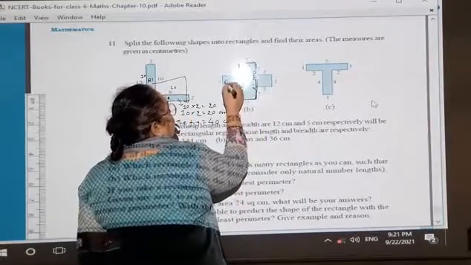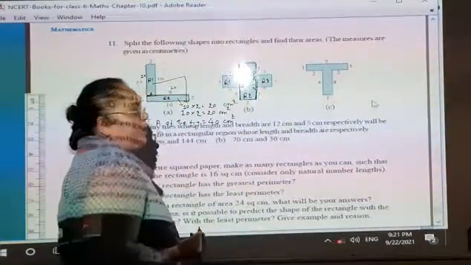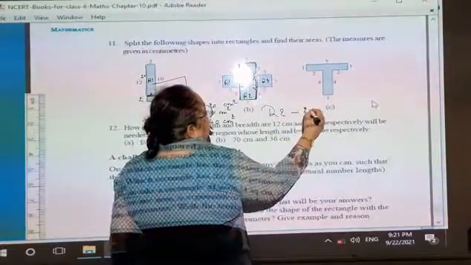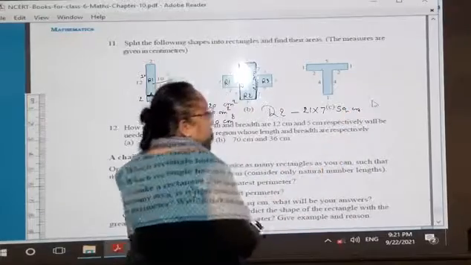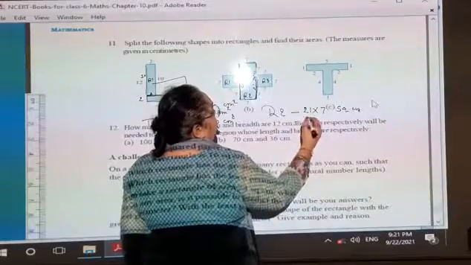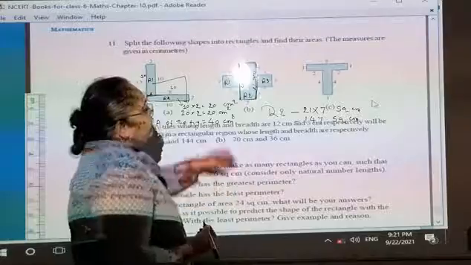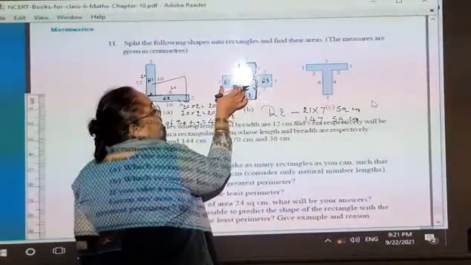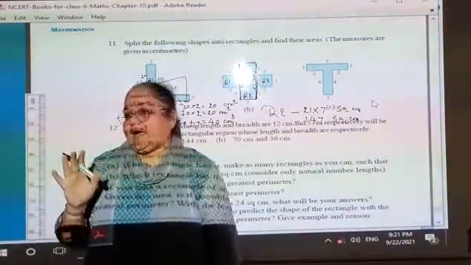If I call these rectangle 1, rectangle 2 and rectangle 3, the measure of rectangle 2 is 21 multiplied by 7 square centimeter, so it will come to 147 square centimeter. I am talking about rectangle 2. Now if you notice, rectangle 1 and rectangle 3 cover the same area.